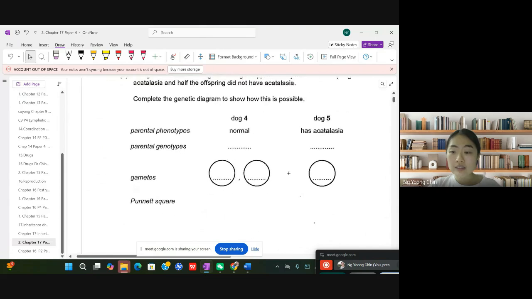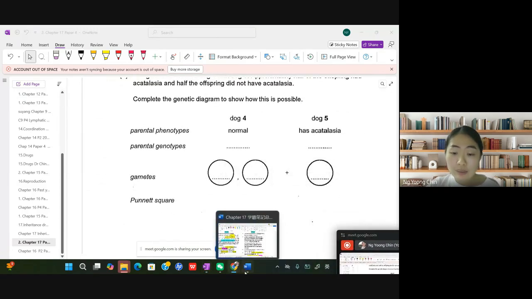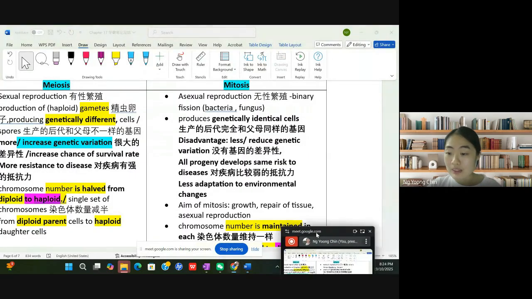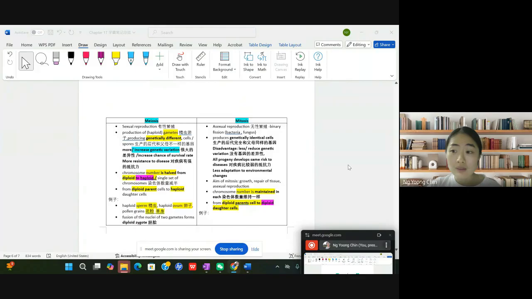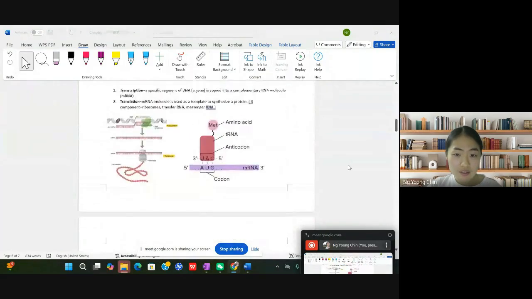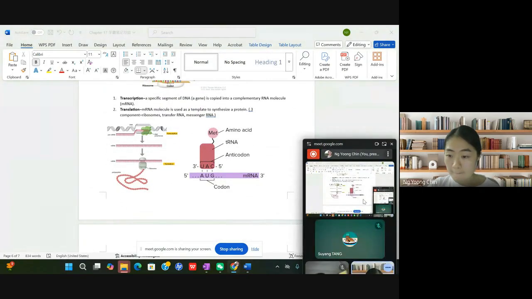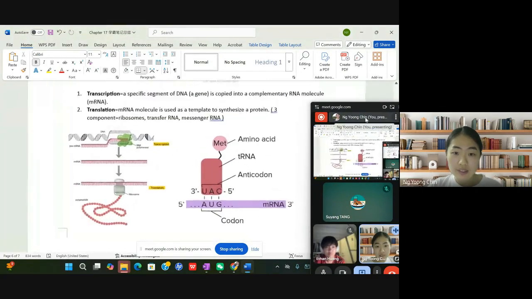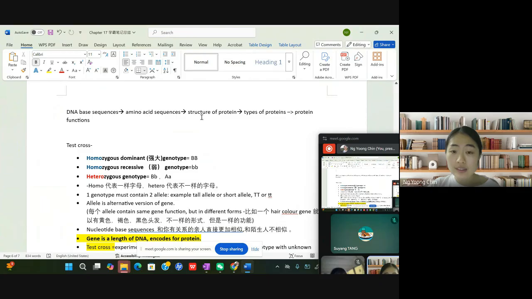Another one is, what's the time now? Okay, 24. It's okay, I think I will discuss more in the next class. So I just want to highlight some of the important points for this chapter. This chapter, I start to talk about here. So we can see how the DNA base sequence can determine the amino acid sequence, the structure of proteins, type of protein, and then protein functions.